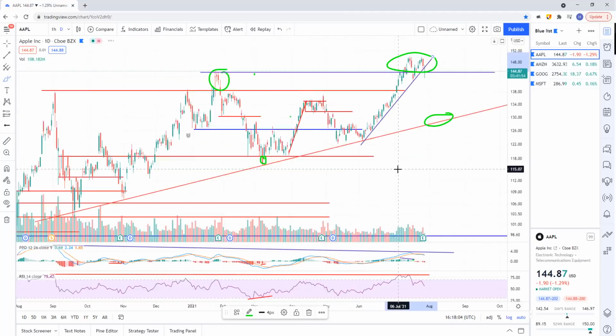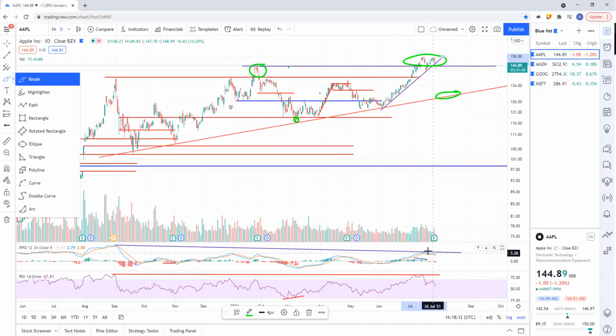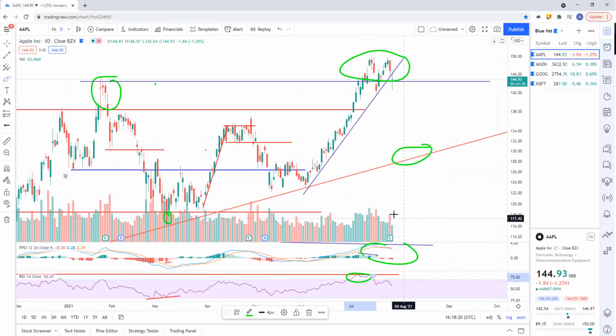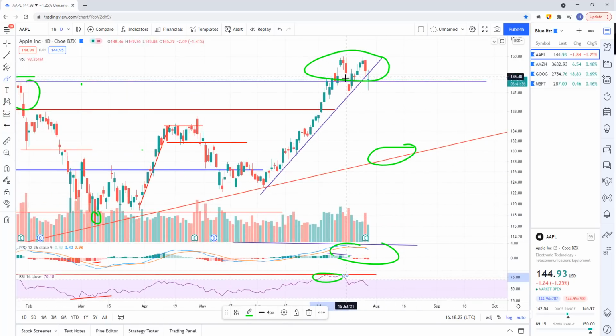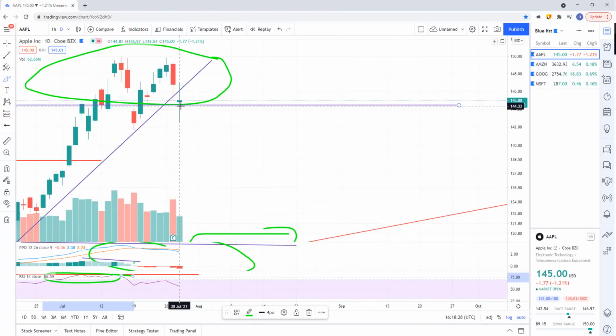And especially with the negative divergences that we have in the PPO and the RSI, telling us that we have lower momentum on this new breakout. This new breakout to new highs right up in here was on lower momentum on the RSI and the PPO. So it indicates to us that there's a high probability that this breakout will be a false breakout. Now we just have to wait for the candles and the price to confirm.